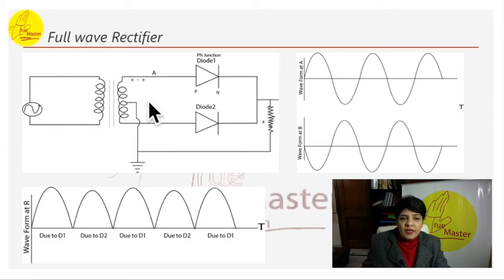The two ends of the secondary coil, this is the A point and B point, are connected further to a PN junction, so diode 1 and diode 2. And finally, there is a load here from where we are going to take out the values. So during the positive half, the current will flow through D1. So this is how the current will flow from D1.